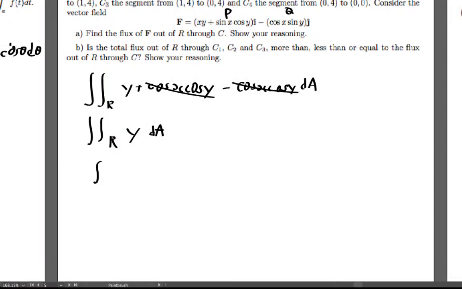Let's do the x first, and then the y. So the x goes from 0 to 1, and for the y it goes from 0 to 4. Oh wait, I just did that reversely. Oh well, it's fine. dy dx. When you compute y squared over 2 from 0 to 4, that would be an 8. So the answer here would be 8.